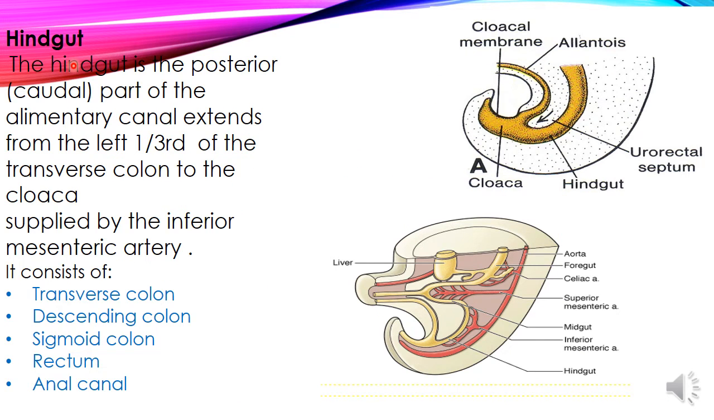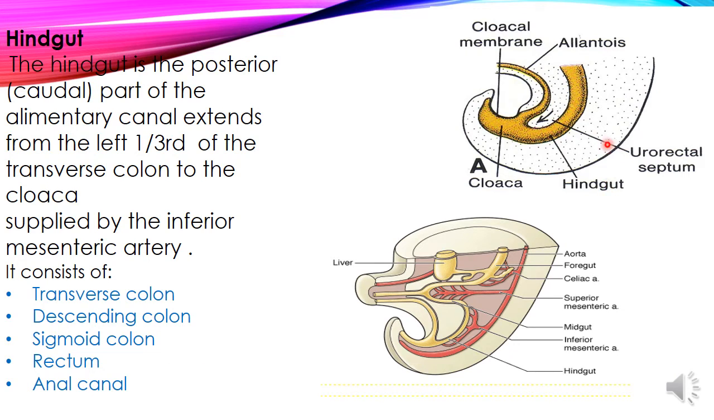Now, the hindgut, it's the posterior or the caudal part of the alimentary canal. It extends from the left or the distal one-third of the transverse colon to the cloaca. The blood supply is through the inferior mesenteric artery. It consists of the following structures: the transverse colon, as I mentioned, the distal one-third, the descending colon, sigmoid colon, rectum, and anal canal.